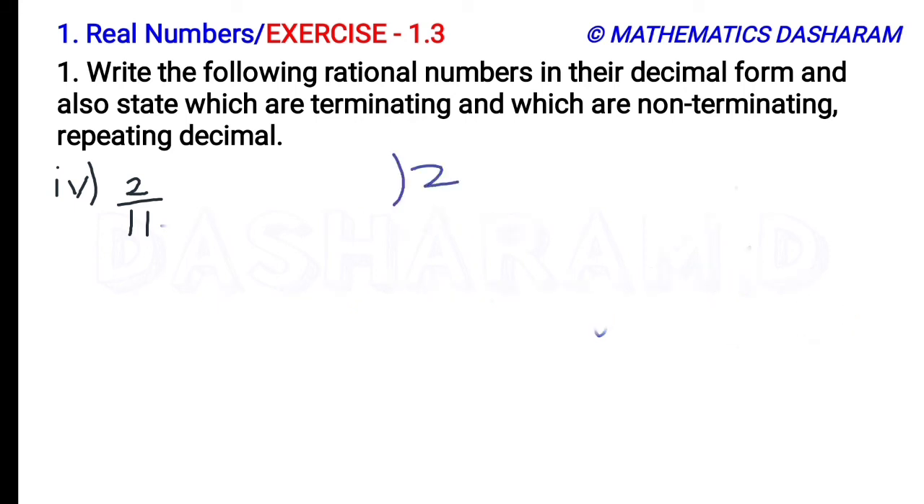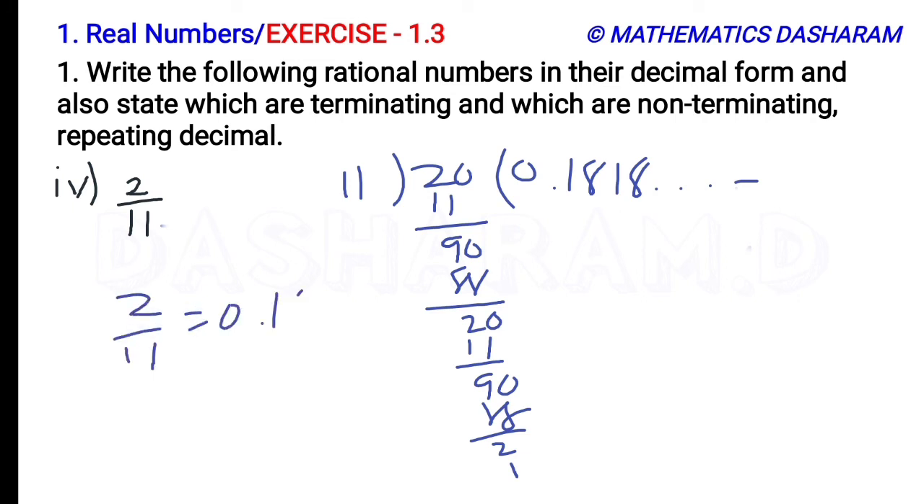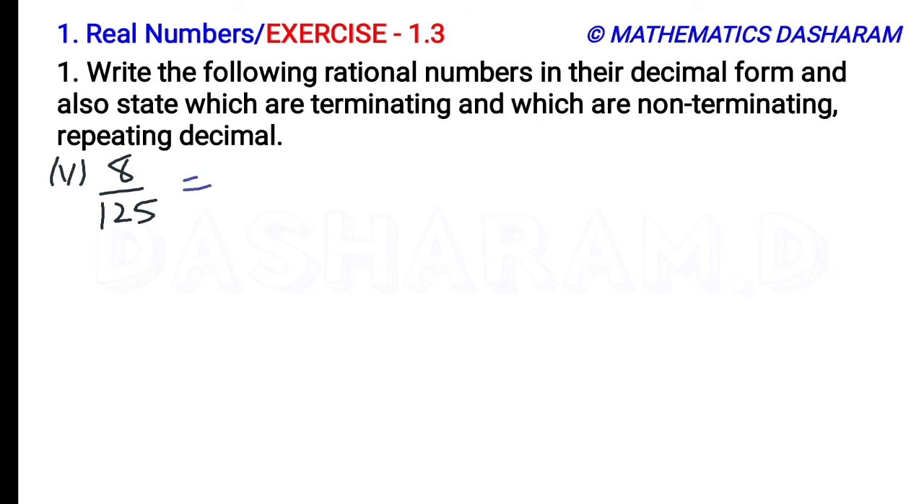So here 2 and here 11. So 0, here 0. 11 ones are 11, remainder 9. Next 0, 11 8s are 88. Next 0, 11 ones are 11, remainder 9. 0, 11 8s are 88. So remainder 2. So the answer is 2 by 11 equals 0.1818 and so on. That means 0.18 bar.